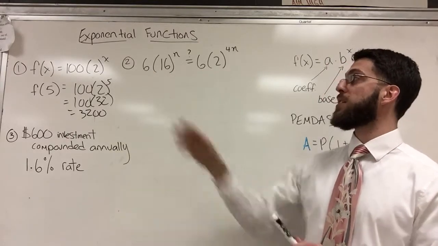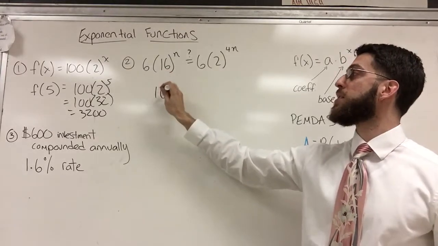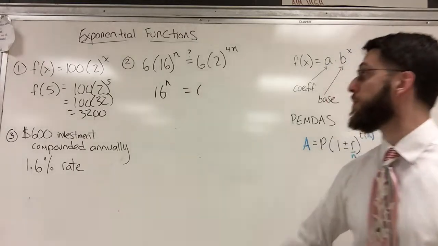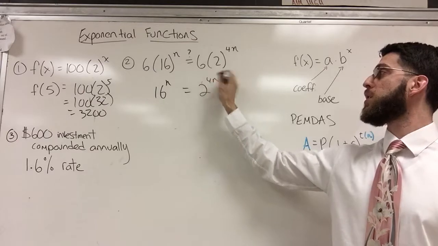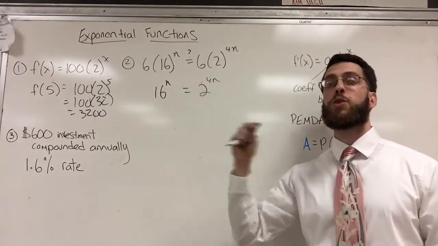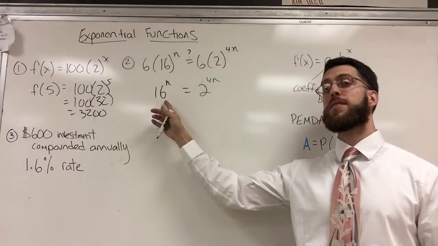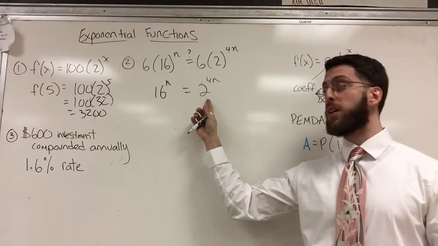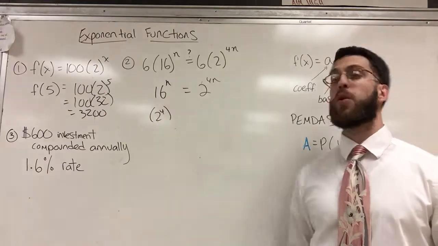In fact, you can divide by 6 on both sides, and really you're just asking yourself, is 16 to the n equal to 2 to the power of 4n? Well, I have no idea, but if you get comfortable with powers, you will recognize that 16 is really 2 to the something. So I'm going to rewrite that 16 as 2 to the 4th, all right?